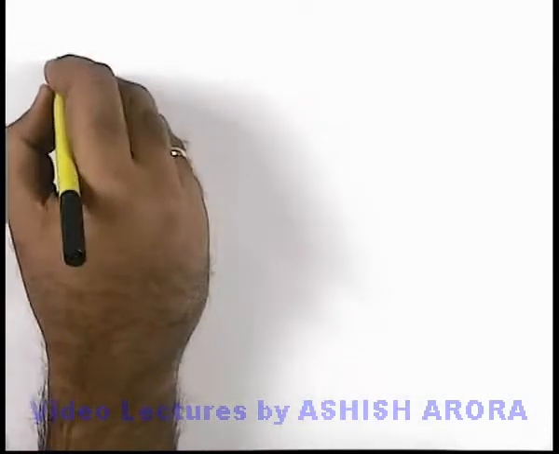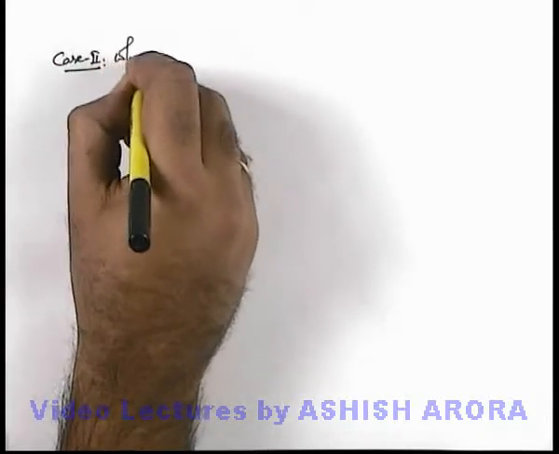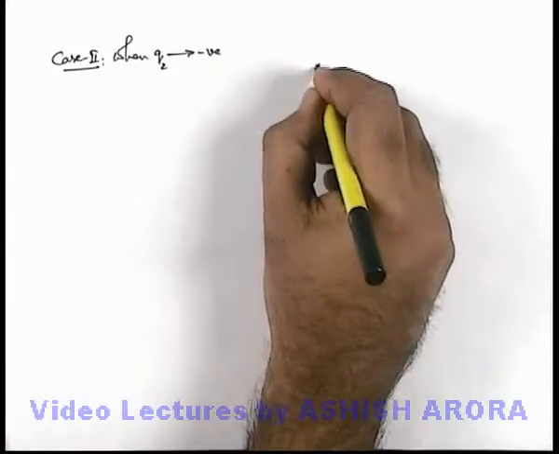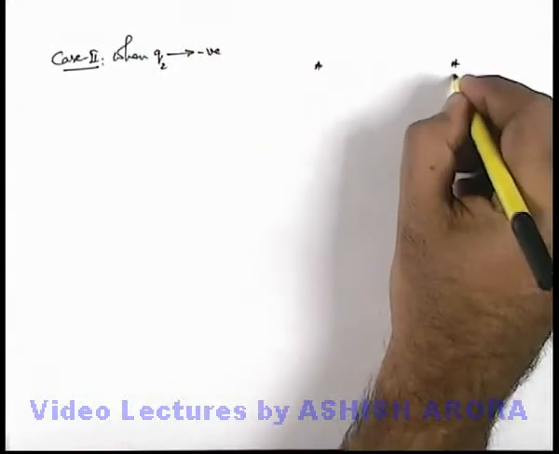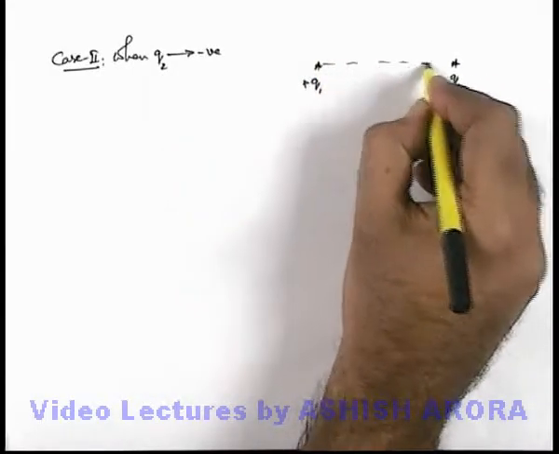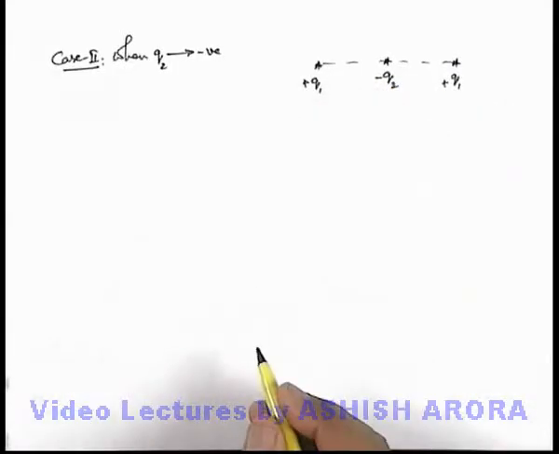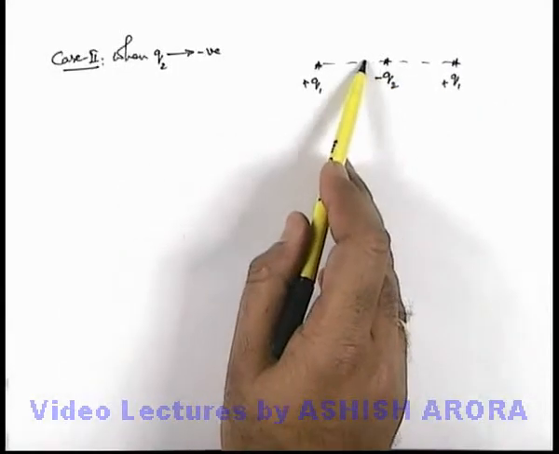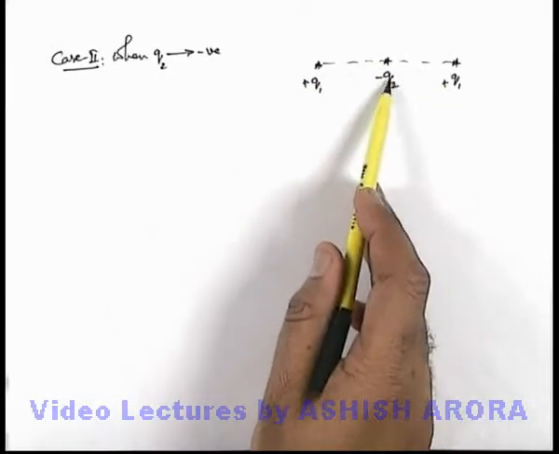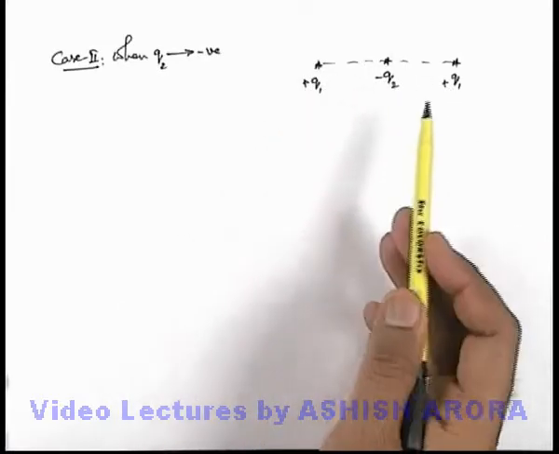Now let's continue with case 2 of the similar situation, when Q2 is negative. We just redraw the situation. The two charges plus Q1 are fixed, and exactly midway between them a charge minus Q2 is placed. Obviously, as the separation of minus Q2 from the two charges is equal, the forces acting on minus Q2 due to the two positive Q1 will balance and it is in equilibrium.